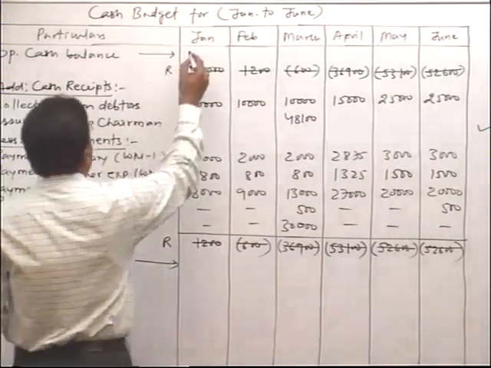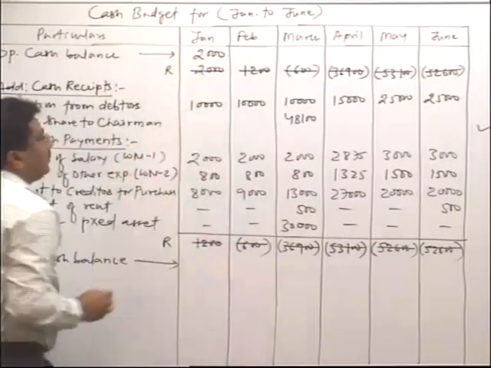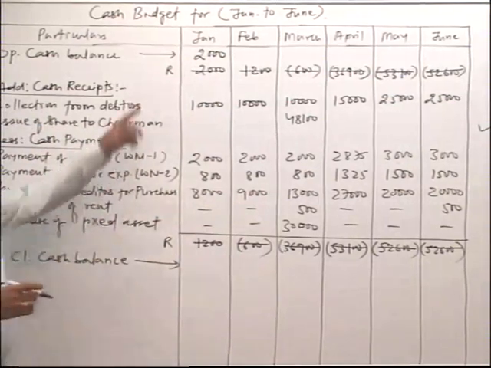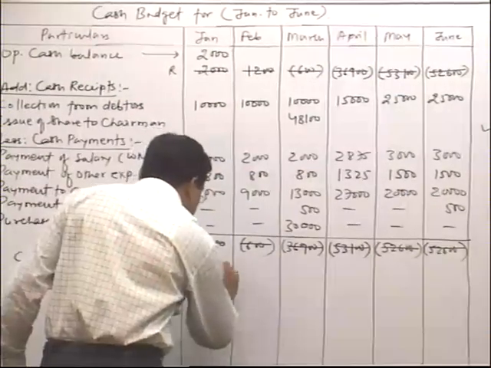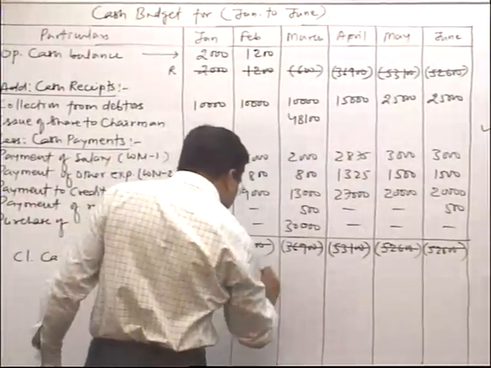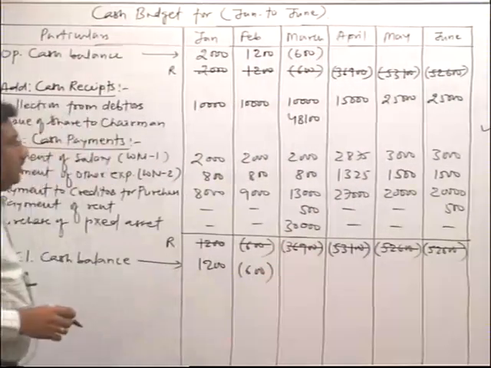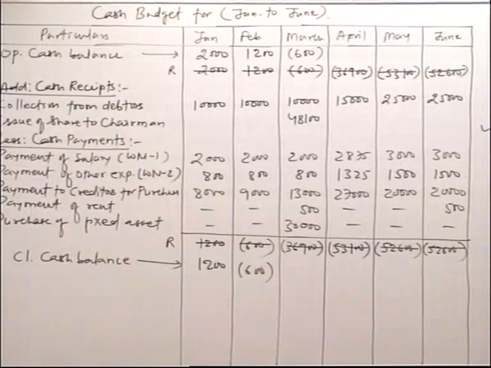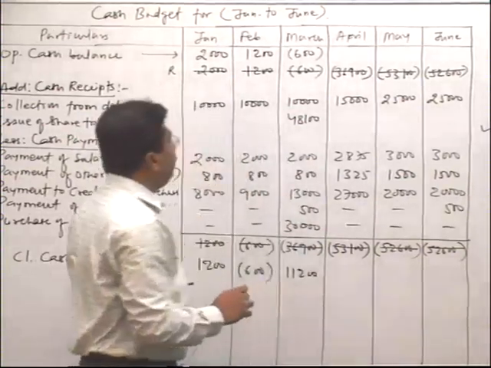Now please write here opening cash balance shown by arrow. Fair opening balance is 2,000. Now find out what is fair closing balance of January. It will be the same, 1,200. Here it is 1,200. Here it will be 600 OD. Then it is 600 OD. Now please find out the new balance, because we have made entry of 48,100 in March. So now it will give you a balance of 11,200 after making entry of this issue of shares.